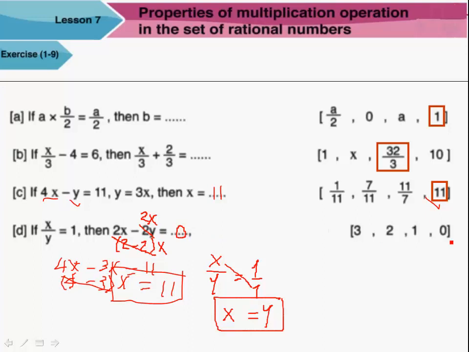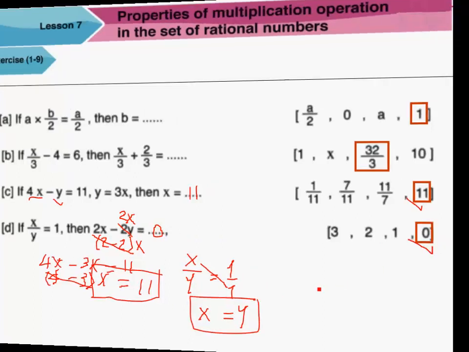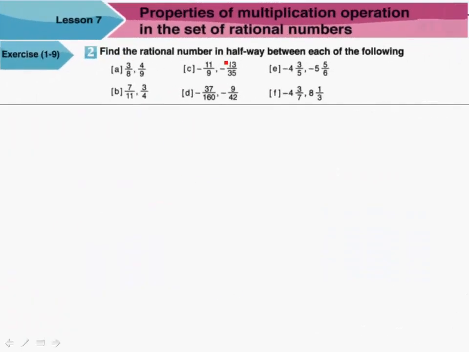So the answer will be 0. Find the rational number halfway, so it is 1 over 2, between each of the following. Okay, we solved a lot of them before. We have to compare both rational numbers and know which is the smaller one.